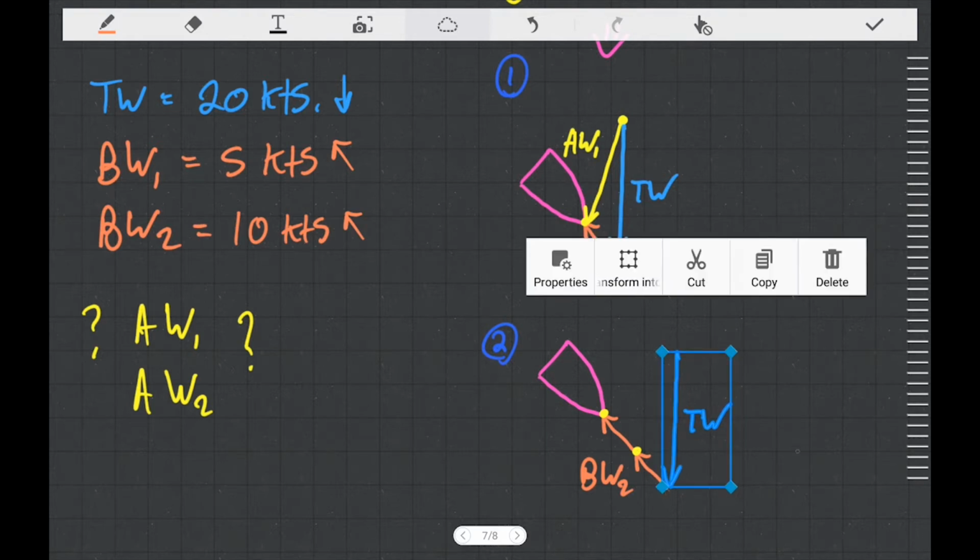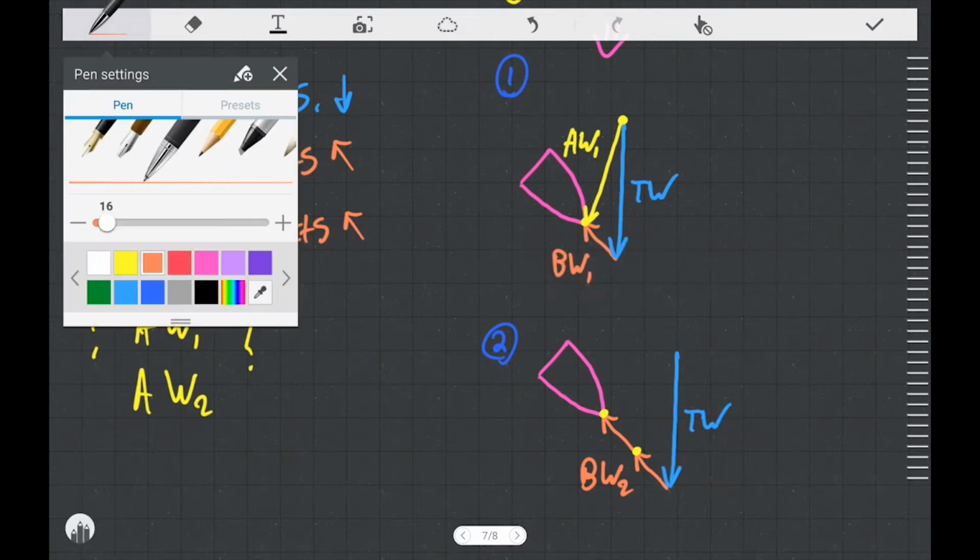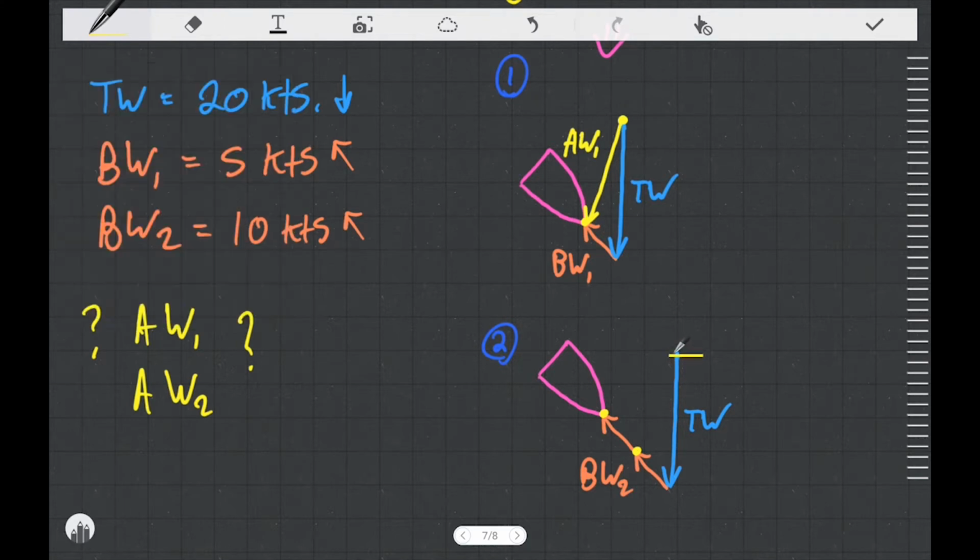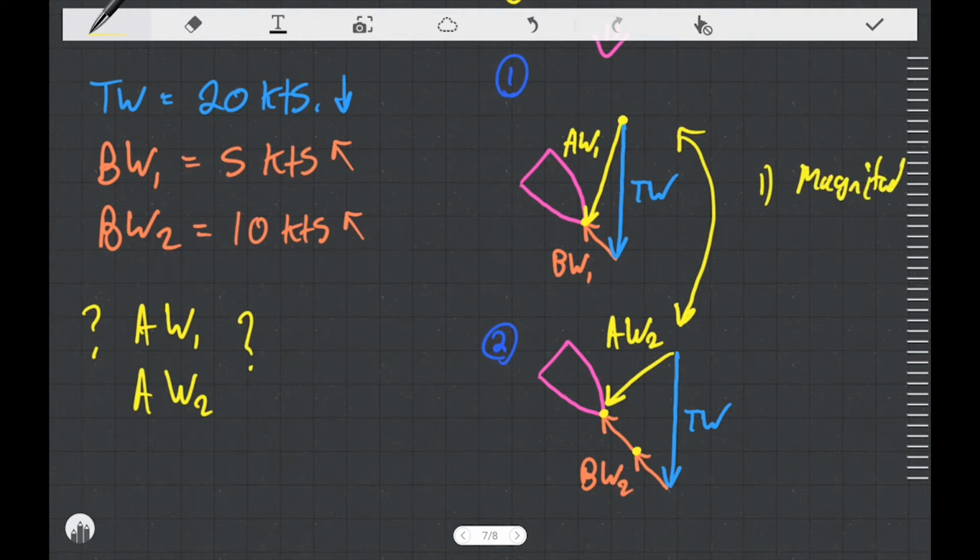And now that we've done that, we have the opportunity to draw our second apparent wind vector. So this one's going to be AW2. So what do we see happening between AW1 and AW2? We see two things. One, it's shorter, so the magnitude is smaller, which means less wind. And 2, this is an important second note, it's shifted or rotated.